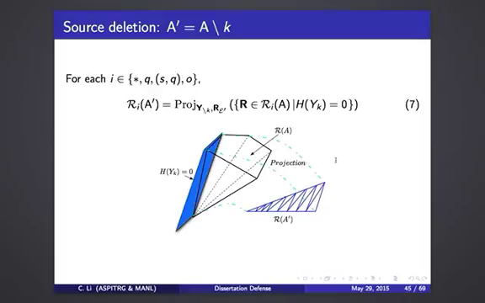As I said before, when a source is deleted, it is equivalent to set H(Y_k) equal to 0. So the rate region of the smaller one is simply the rate region of the larger one, intersecting with H(Y_k) equal to 0, and then project out the Y_k, as demonstrated in the picture.